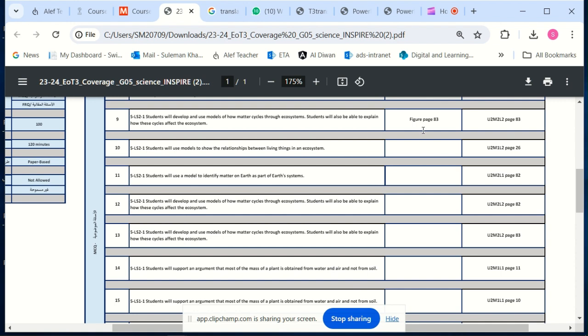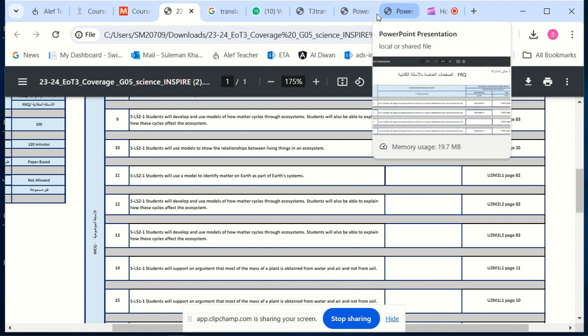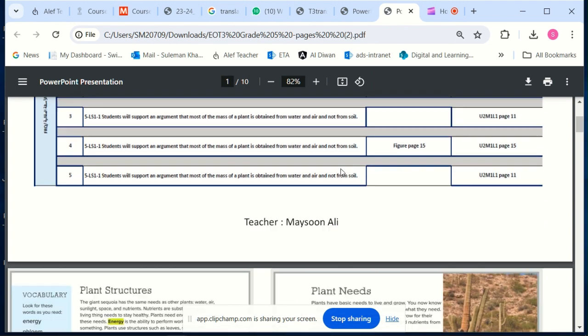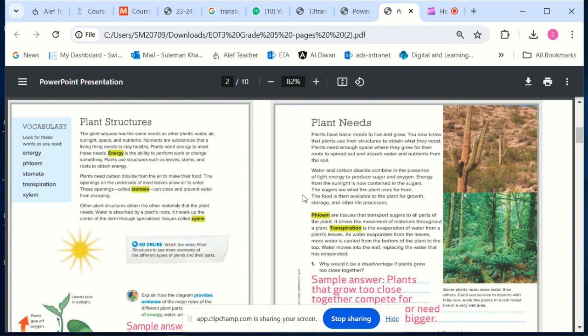When you go to the kitab, you will see the صفحة. So here you see the Heykel, and here you will see the صفحة. صفحة 10 starts with plant structures. And the كلمة أصفر هنا is energy, طاقة. What is energy? Energy is the ability to do something.